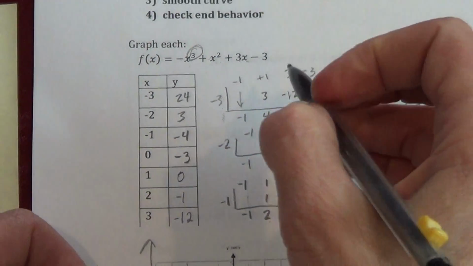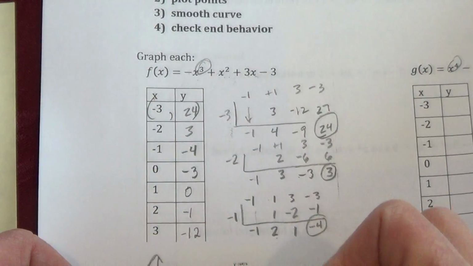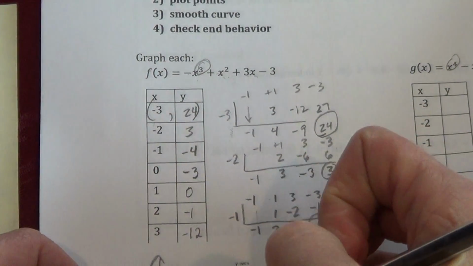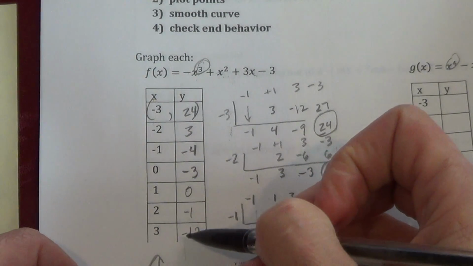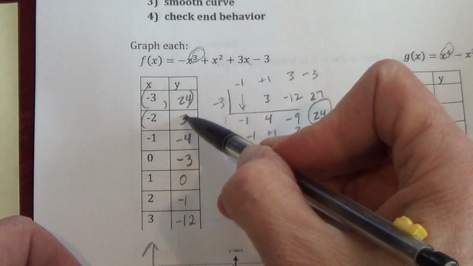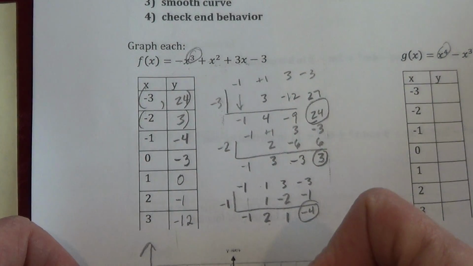Now we take these points and we actually plot them as points. -324 will go off the graph, so we'll skip that one. We do know that as it's -3, it is way up here, so that does follow our end behavior. We have -2, 3, so at -2, come up to 1, 2, 3.